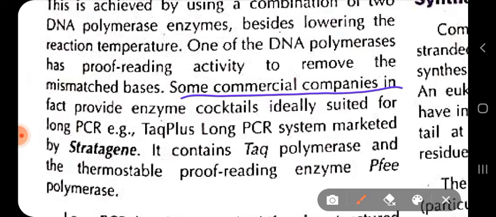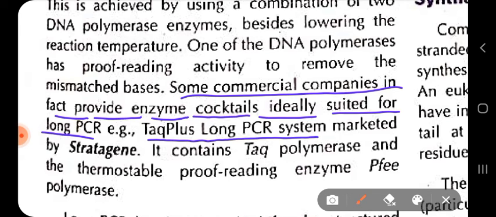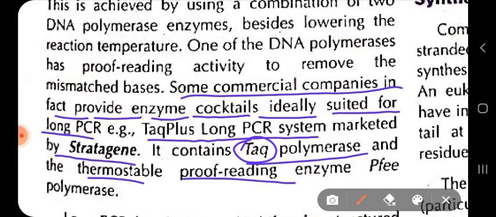and some commercial companies are in fact providing enzyme cocktails ideally suited for long PCR, for example the Taq Plus long PCR system. It is marketed by the Stratagene company. This Taq Plus long PCR system consists of Taq polymerase, that is the DNA polymerase taken from the Thermus aquaticus organism, which is thermostable. Also another polymerase, Pfu polymerase, which is a proofreading enzyme, is employed in the Taq Plus long PCR system.